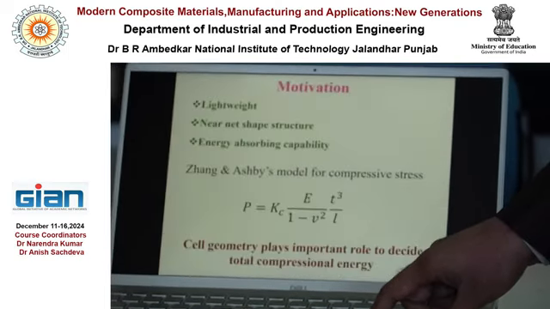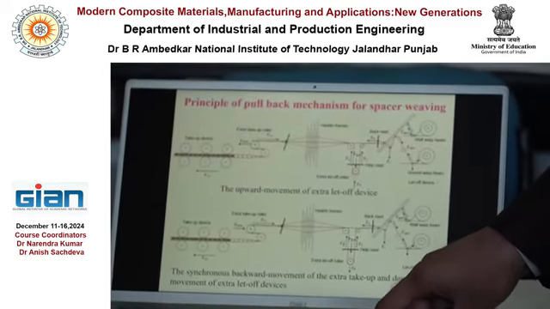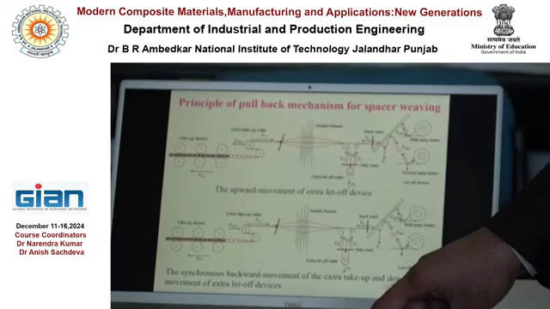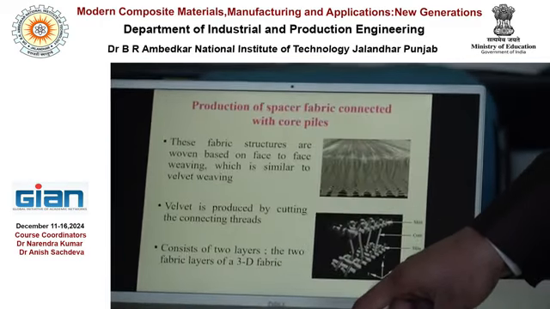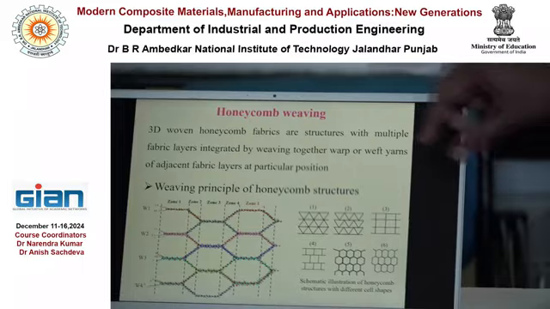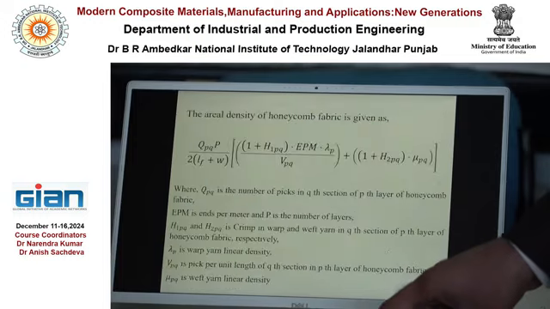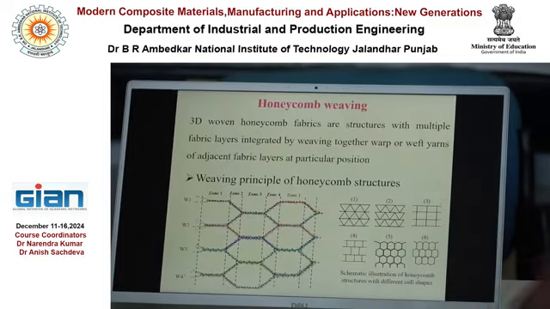This is again the 3D spacer structure, and to produce these 3D spacer structures we need a specialized weaving machine with a special mechanism. Again, in the case of honeycomb structures, we can have honeycombs with different cross-sectional shapes, and to produce these structures, what is required is in-depth knowledge of the weaving technology. Detailed knowledge of the weaving technology is very much essential to produce these textile preform structures.